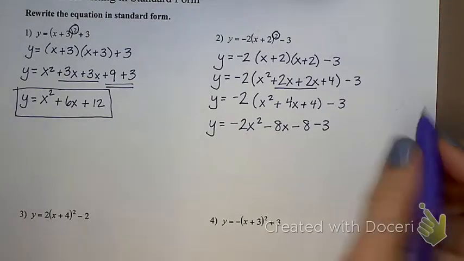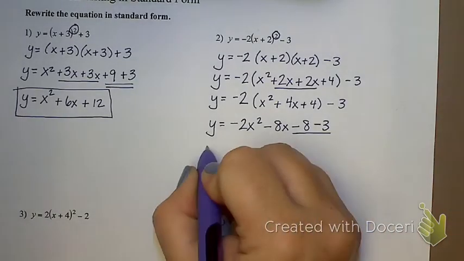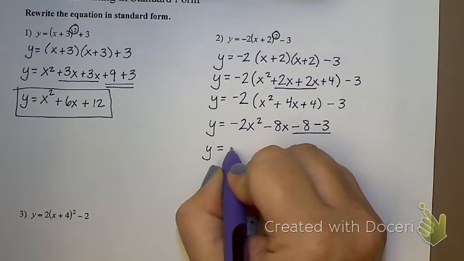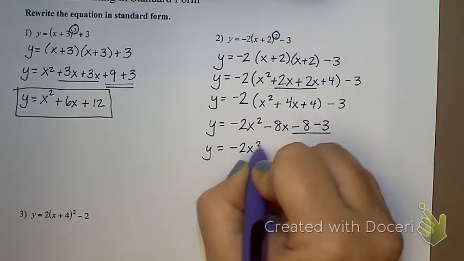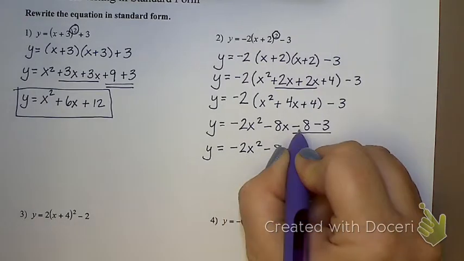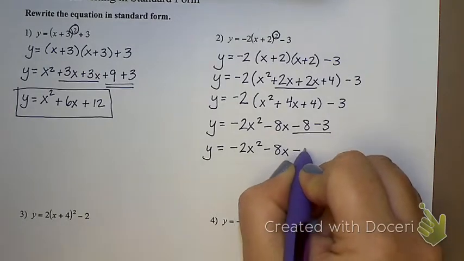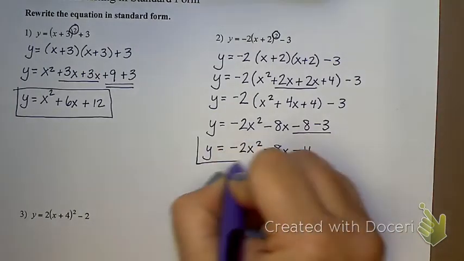I'm almost done because I have one more set of like terms to combine. So I'm going to end up with y equals negative 2x squared minus 8x, and then negative 8 and negative 3 is negative 11.